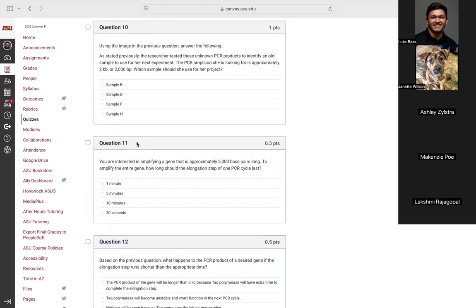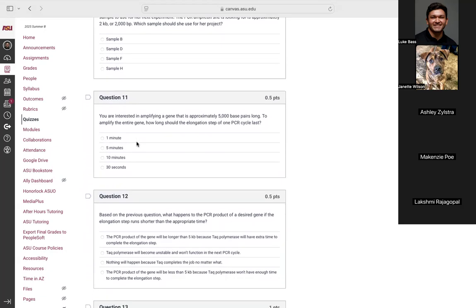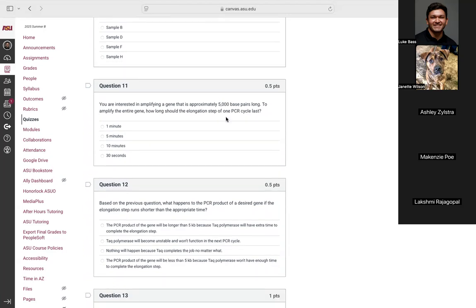Perfect. Then question 11, you're interested in amplifying a gene that's approximately 5,000 base pairs long. How long should the elongation step be? Correct, Lakshmi. You'll know that pretty much every polymerase adds about 1 kilobase per minute. So per 1,000 base pairs, you'll have 1 minute of elongation time.